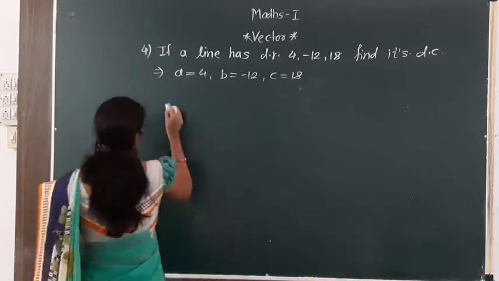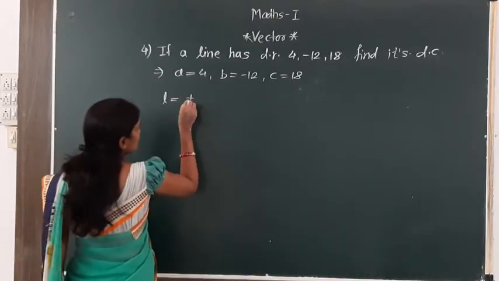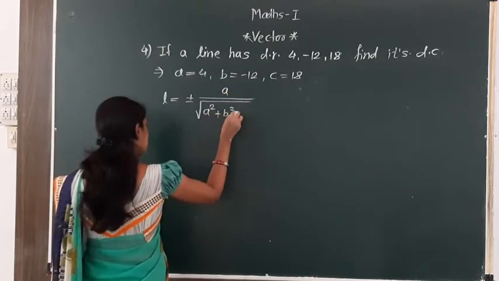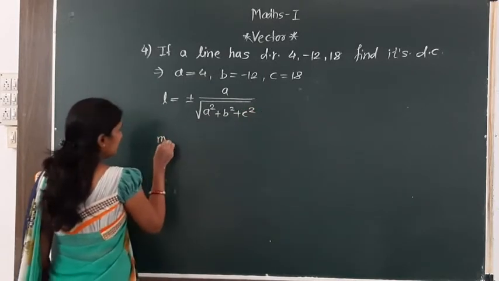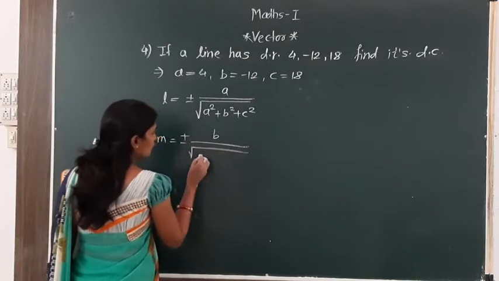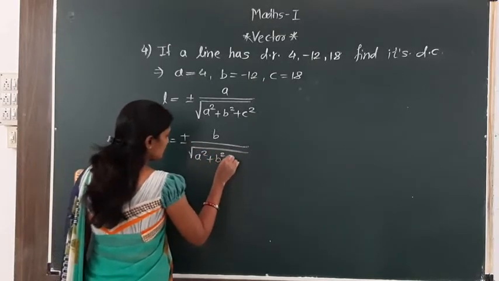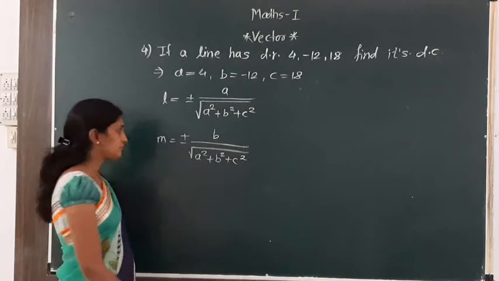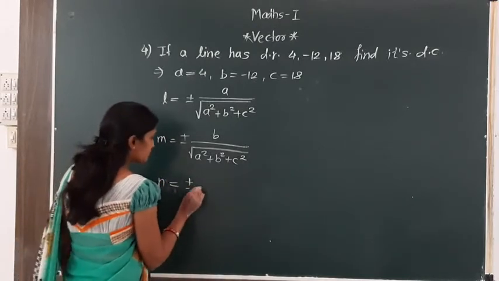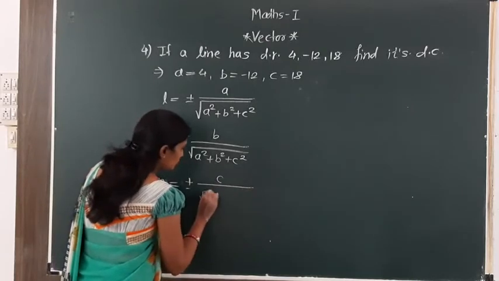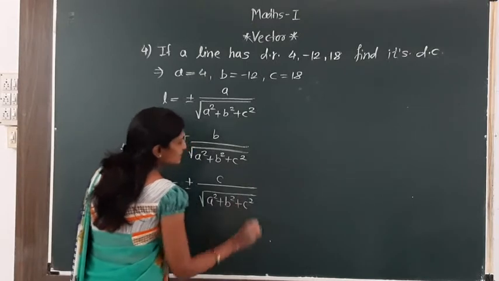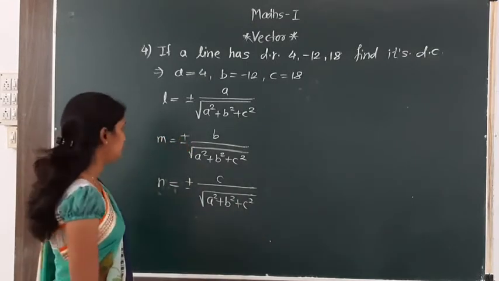So what is the formula? L is equal to plus or minus A upon root of A square plus B square plus C square. M is equal to plus or minus B upon root of A square plus B square plus C square. And N is equal to plus or minus C upon root of A square plus B square plus C square.